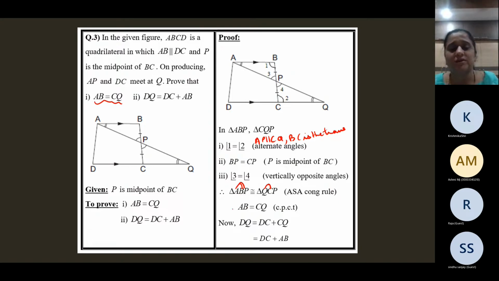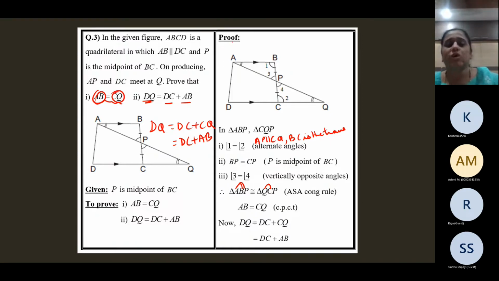Now we'll have to show that DQ is equal to DC plus AB. Now what is DQ actually? DQ is equal to DC plus CQ. But we proved that CQ is equal to AB. So instead of CQ, you can write AB. So that's equal to DC plus AB. That's all.